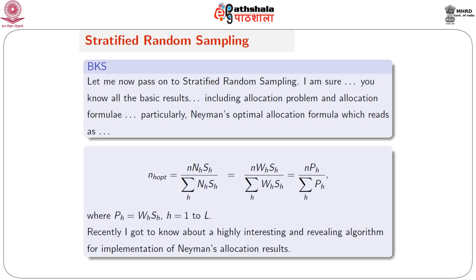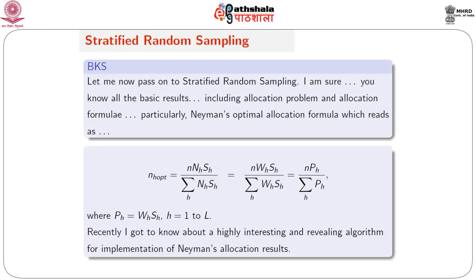I am sure you know all the basic results, including the allocation problem and allocation formulae, particularly Neyman's optimal allocation. As you know, that reads like N_h opt equal to N N_h S_h over summation N_h S_h. That can also be expressed as N W_h S_h over summation W_h S_h, which we write as N P_h over summation P_h, P_h being equal to W_h S_h. So, what is the basic idea?